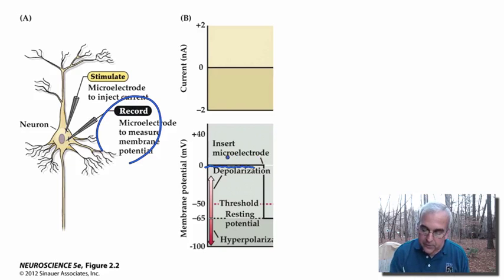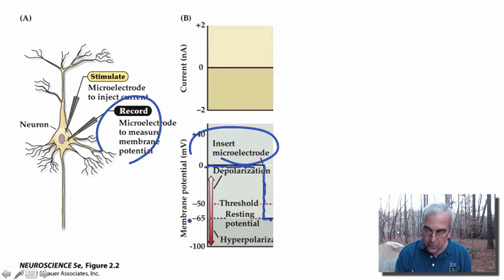But as soon as we insert this microelectrode into this neuron, we see that there is a sharp fall in the recorded membrane potential, which is to say we are recording a potential between the inside of the cell and the outside, with the inside of the cell being negative relative to the outside. And the magnitude of that negativity, at least in this experiment, is on the order of about minus 65 millivolts.